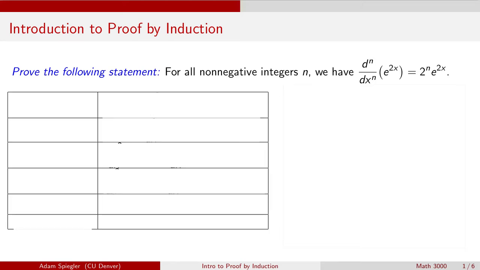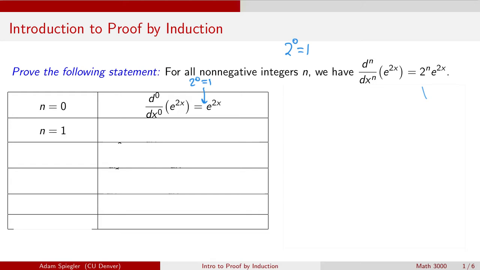So we can organize our cases into a table on the left. And let's say we first consider the smallest non-negative integer, which would be 0. So if n is 0, this means we are taking the 0th derivative, meaning we're not taking any derivatives. We get e to the 2x back, and that's equal to 2 to the 0th power. Remember, 2 to the 0 equals 1. So over here, we actually do have 2 to the 0 since we have a leading factor of 1. So this checks for the 0th derivative. The 0th derivative of e to the 2x gives me 2 to the 0 times e to the 2x.